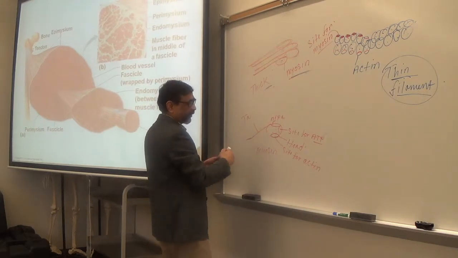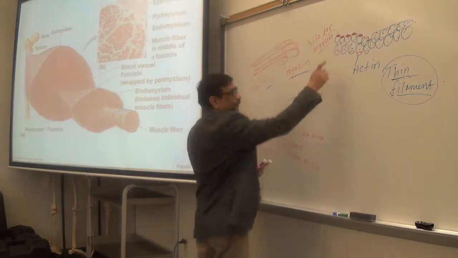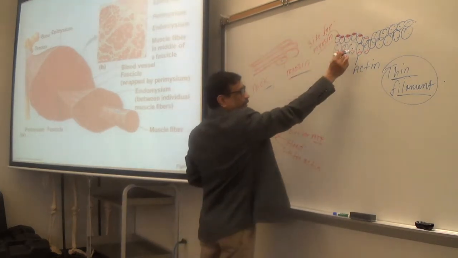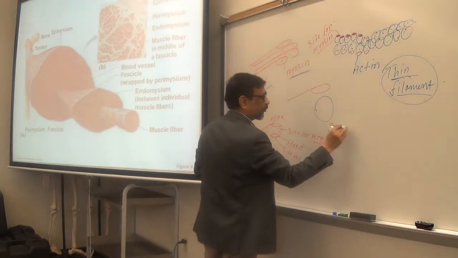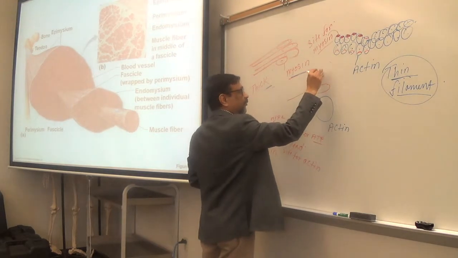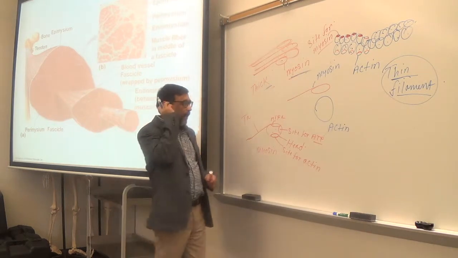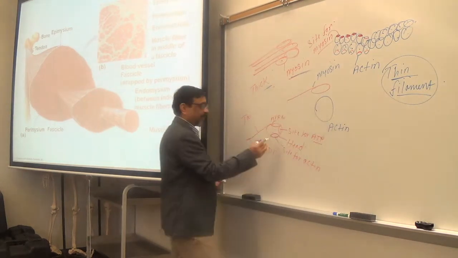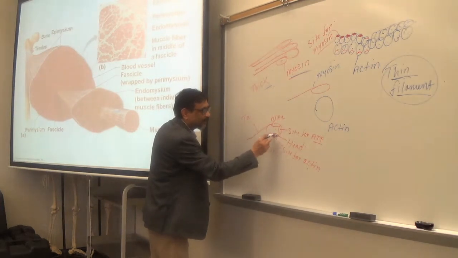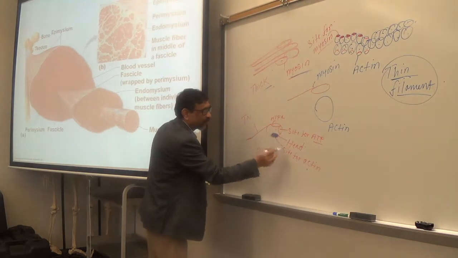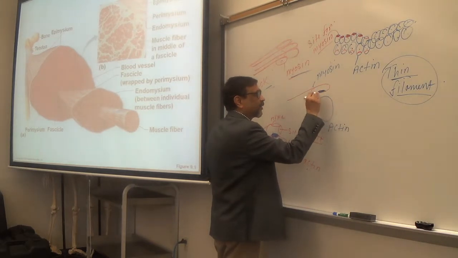So I am drawing again. This is the myosin, and let's draw one actin. So this is the actin. This is myosin. Okay, actin and myosin. And on the myosin head, you have a site for actin, right? On the myosin head, you have what? Site for actin. This is the site for actin.